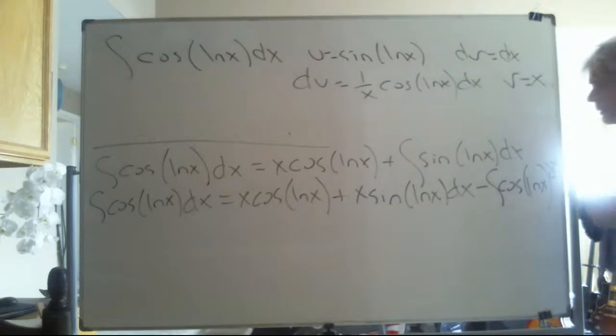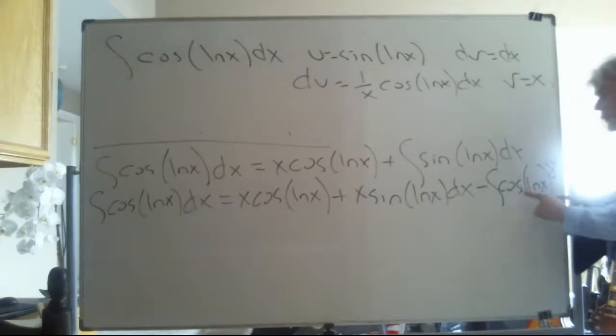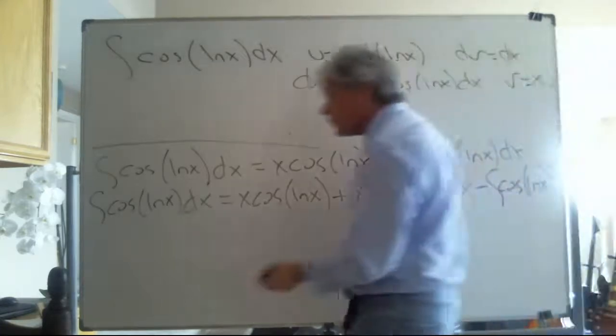Now take a peek at how the integral involving cosine of natural log of x is on both sides of the equation. So if I add it to both sides, this will be eliminated, and I get two of them over here.